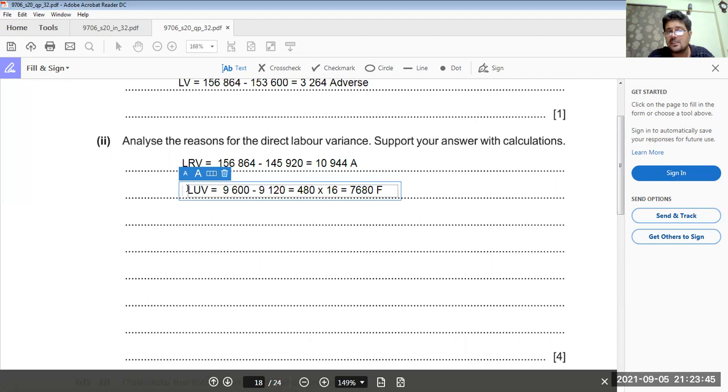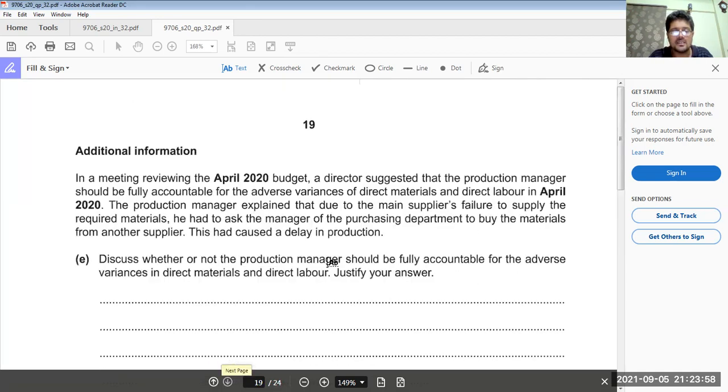So if we take the difference of adverse and favorable variance here, rate variance is adverse, usage variance is favorable, and if we take the difference, we will find 3,264, the total variance according to the flex method. Okay. Is there something left?